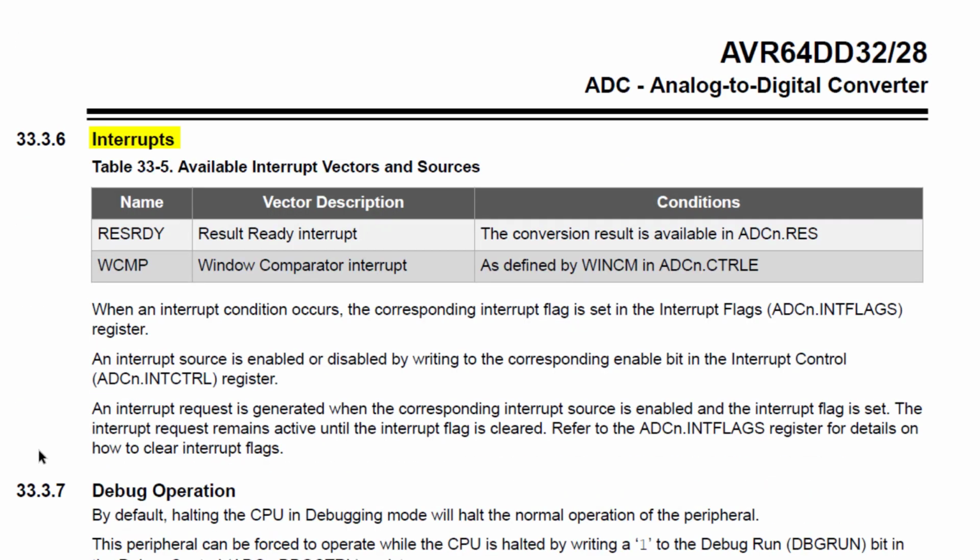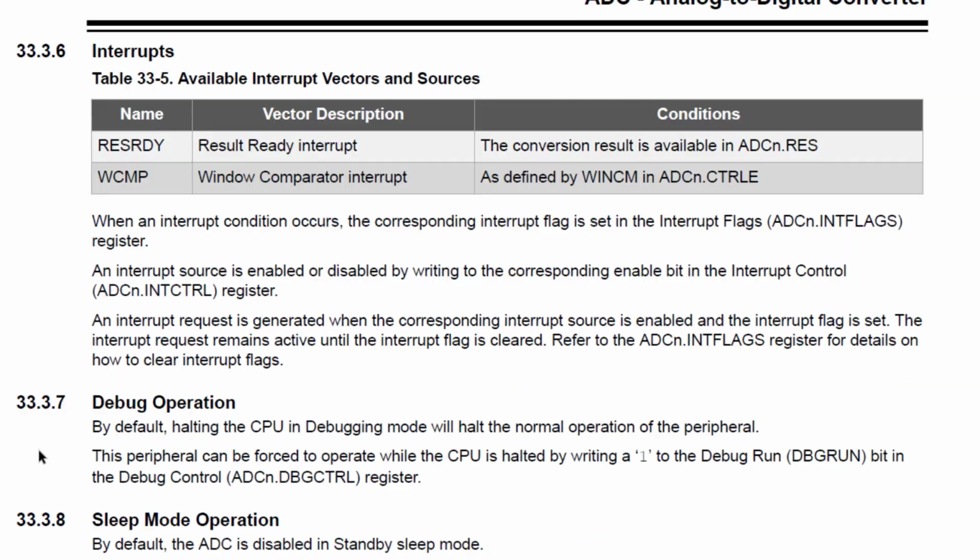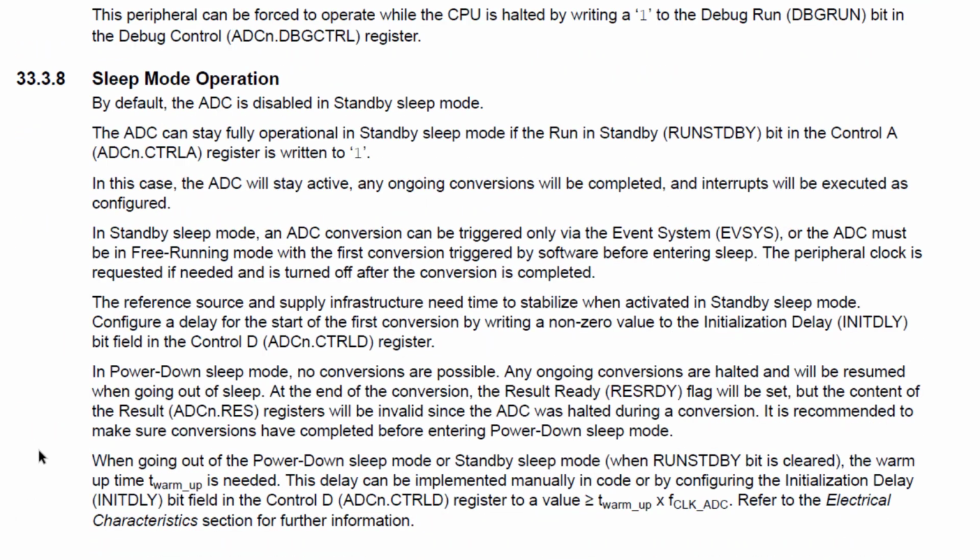There are 2 available interrupts, being the ADC Result Ready interrupt and the ADC Window Compare interrupt. Note that it says when an interrupt condition occurs, the corresponding interrupt flag is set in the int flags register. An interrupt source is enabled or disabled by writing to the relevant bit in the int control register. An interrupt request or IRQ is generated when both the interrupt source is enabled and the interrupt flag is set. However, we will just be using the interrupt flag in this example without generating an interrupt request.